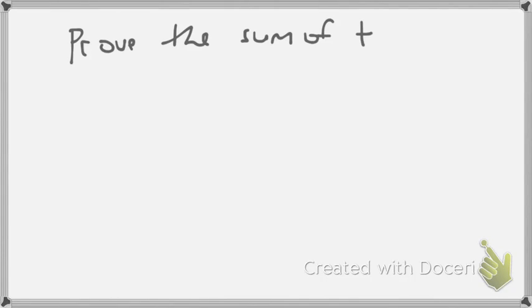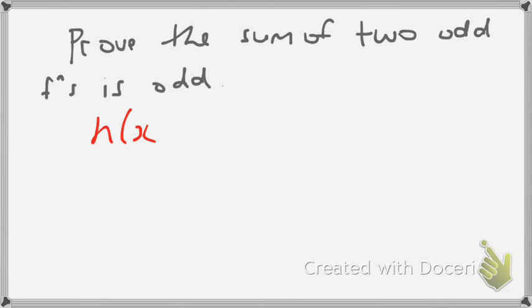Bit more of a higher level style question perhaps. Prove that the sum of two odd functions is odd. I really hate writing word problems. Okay, so let's start with two odd functions. So let's say that we know that h of x and g of x are odd.